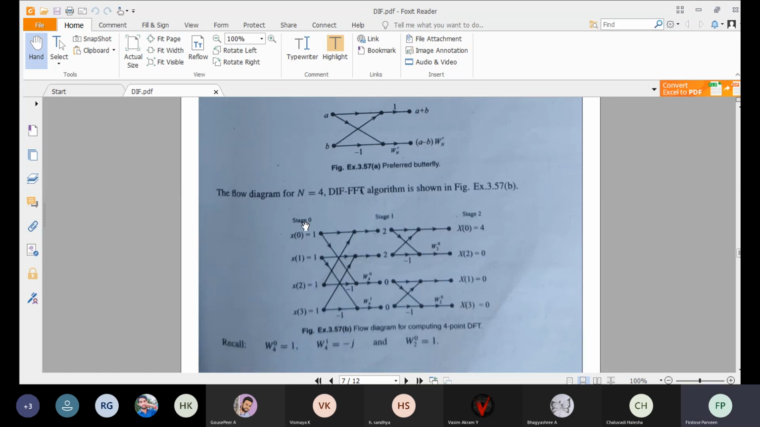So in this, at the input side, the samples will be given like this. That is x of 0, x of 1, x of 2 and x of 3, which will be in the normal order. And at the output side, it will be in the bit reverse order.